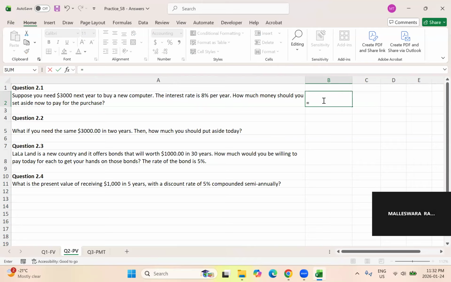So then, you need 3,000 in the future to buy a computer. Interest rate is 8%. How much should you put aside next year? So 1 year. So PV, 8%, 0.08. Number of periods equal to 1. It's not a payment, but it's a future value, right? You need a future value of 3,000. So you need 3,000, right? Coming to you.